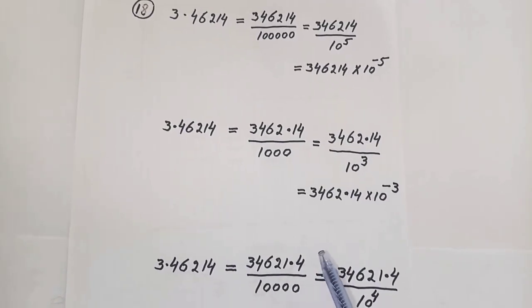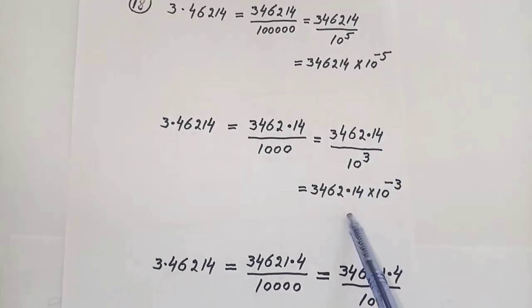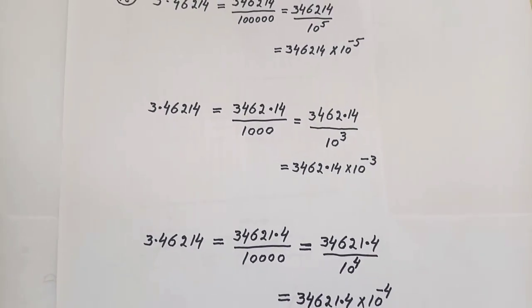So these are the different forms of the same number. The number is the same, but the forms are different. The same number can be written in different forms. You can note this down.